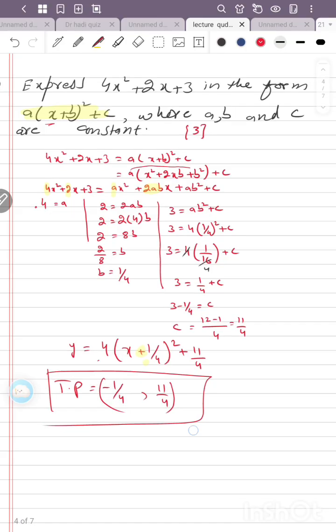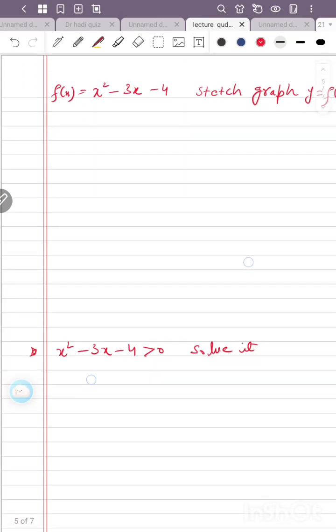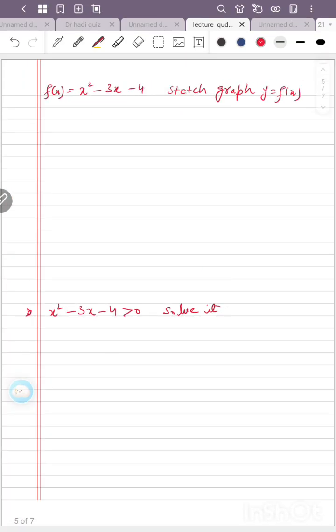Okay, now we will start our second question. Here we have to find the graph. How do we find this graph? Okay, make the sketch of the graph of this question. Now here, first of all, in this question, you put y equal to x square minus 3x minus 4. Here is the solution.